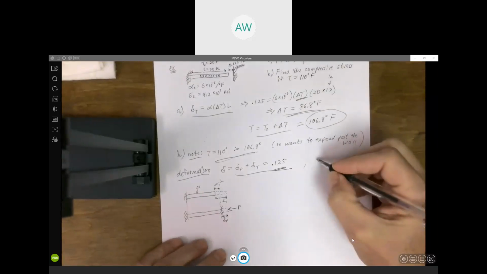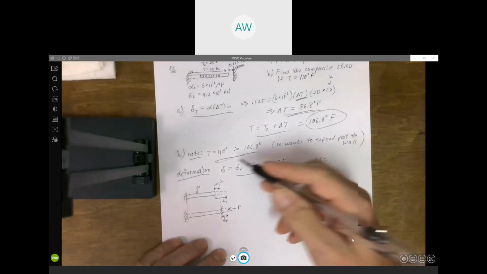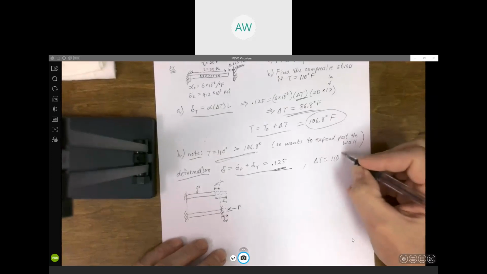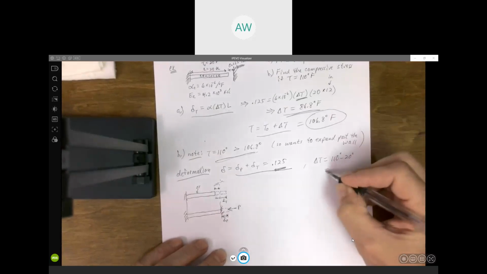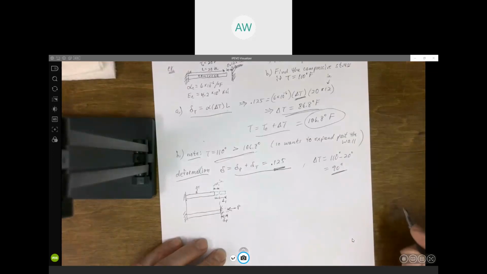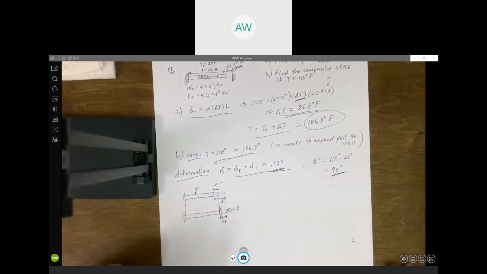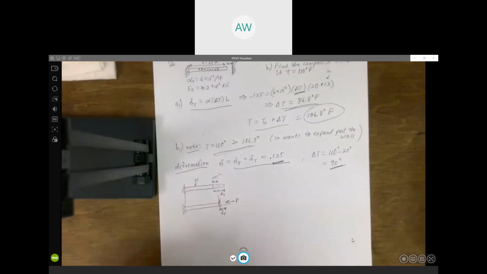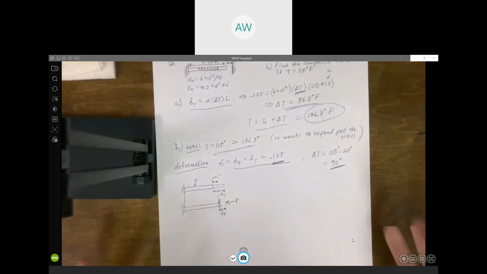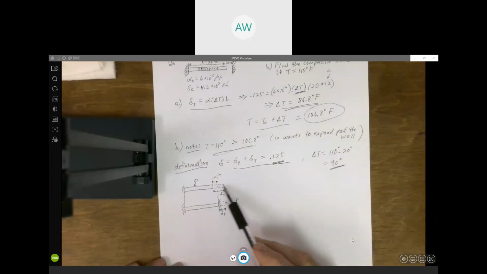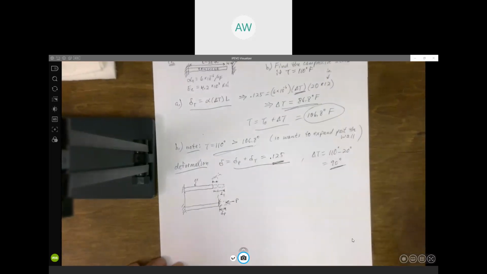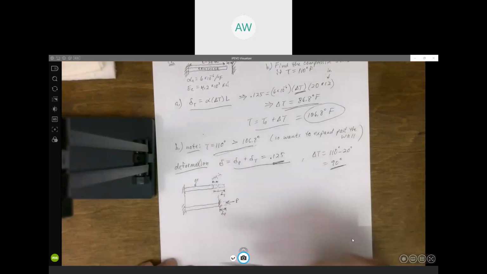I didn't write this down, but delta T would be what? If T is 110 minus, we started at 20, that'd be 90 degrees. That is our delta T. All right, so everybody with me? Understand what's happening here: the temperature increases 90 degrees. The concrete wants to expand out past the wall, but it can't. It hits the wall. As soon as it hits the wall, as the temperature continues to increase, it's going to push harder on the wall. The wall is going to push back, right?